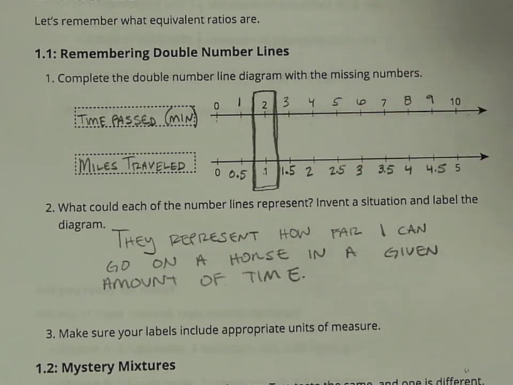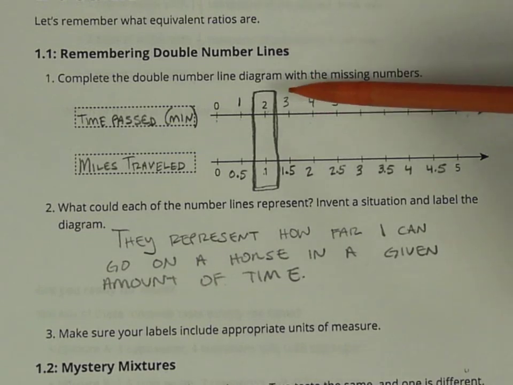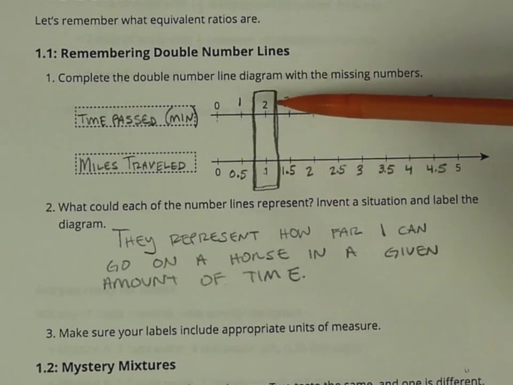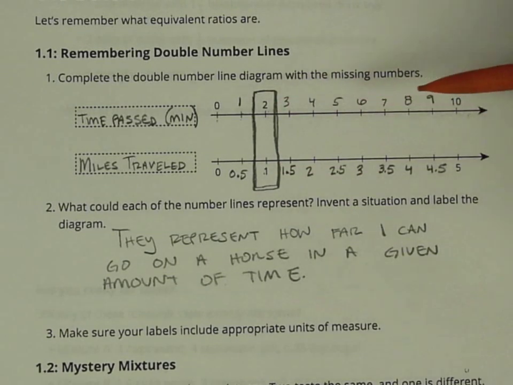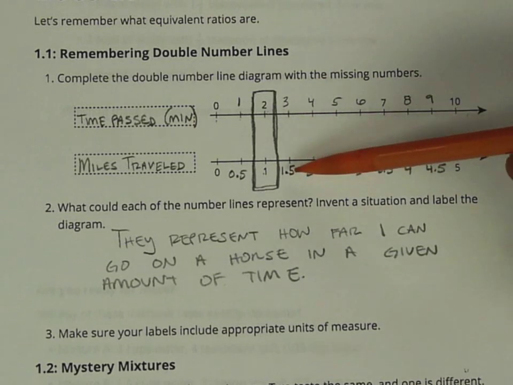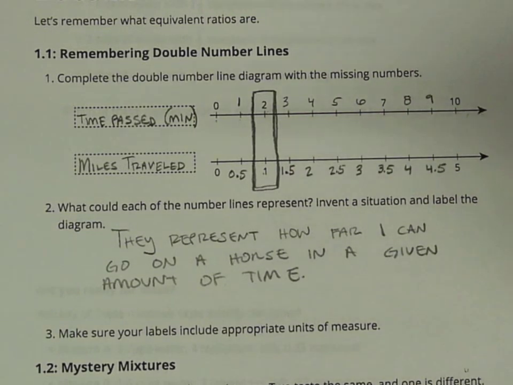Time and miles. There's a lot of different scenarios we could have here. Some people just said, however many dogs I have to cats. I have 2 dogs for every 1 cat. And maybe if I were to keep getting dogs and cats, I would have 10 dogs and 5 cats. It'd be kind of hard to have 1.5 cats, but that's what they went with.